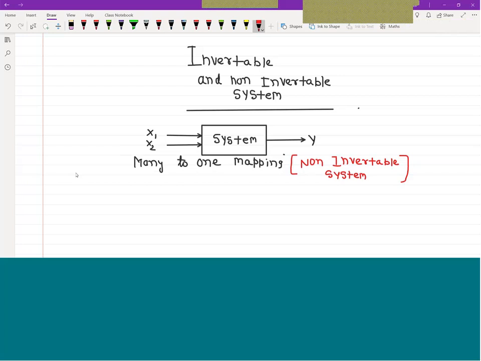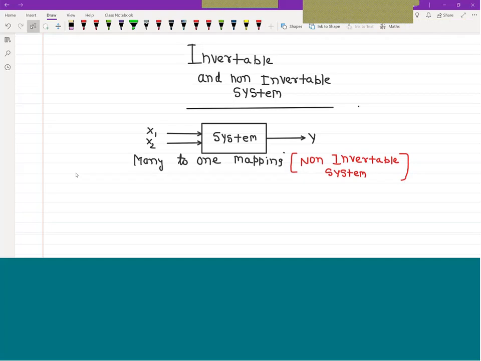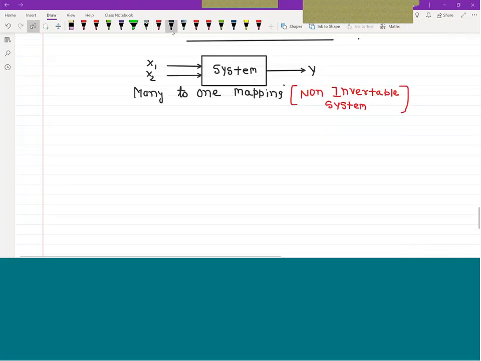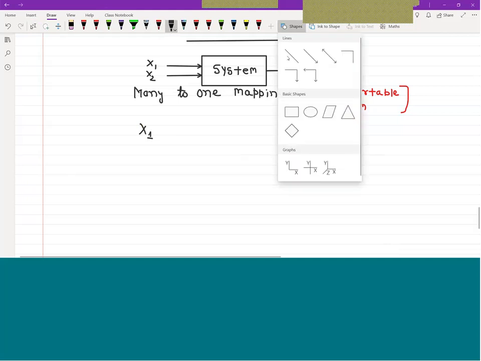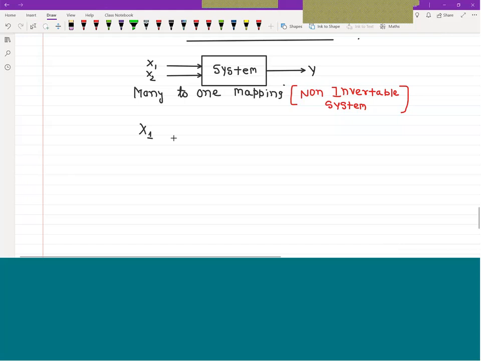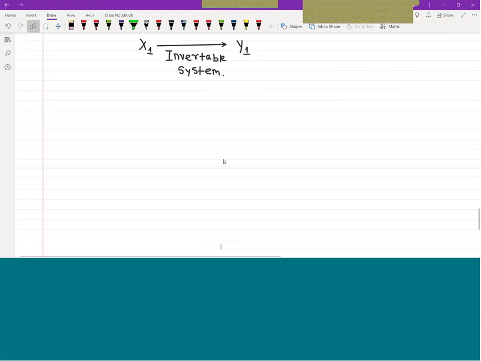And one to one mapping is where an input creates a unique output. Meaning if input x1 is able to create a unique y1, then this is known as an invertible system. And an inverse system is also possible for an invertible system.